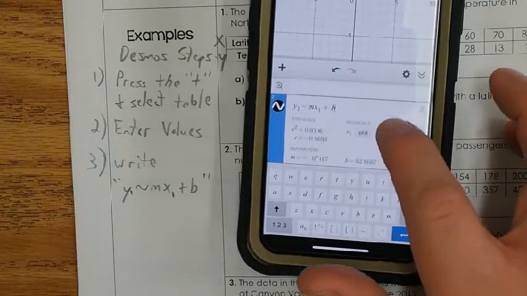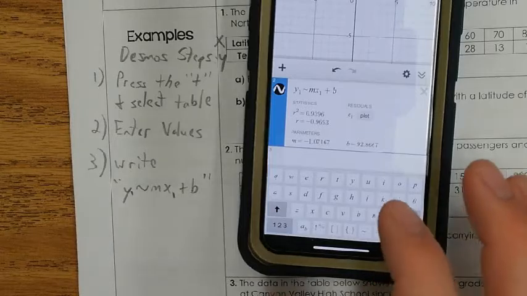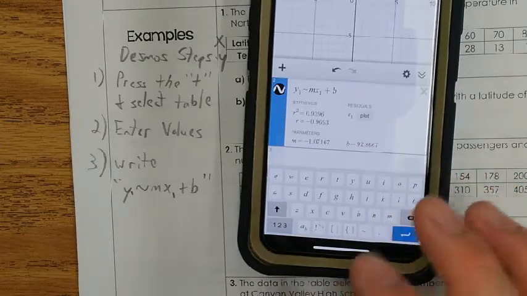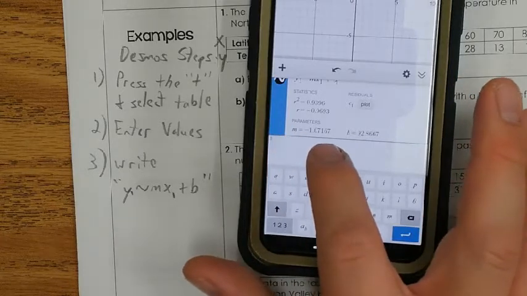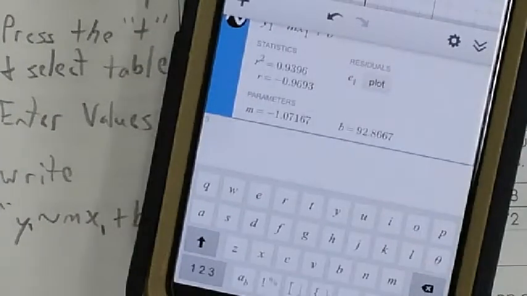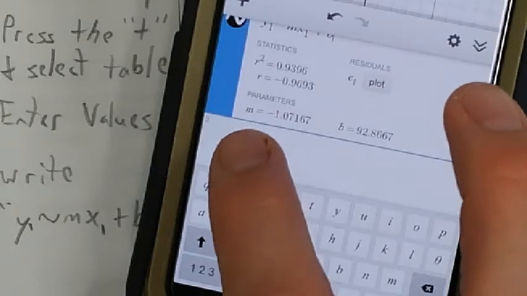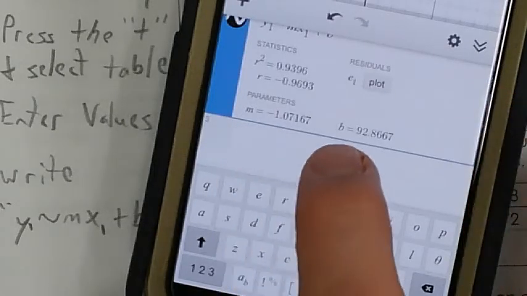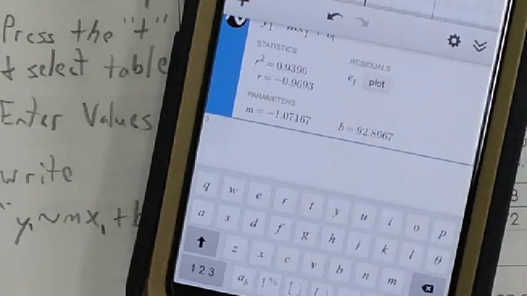So once you're there, it gives you all the stuff about stats and residuals. That's a hard word to say. But that's more of Algebra 2 or Advanced Math. What we need to focus on is the parameters. Can everybody see that? So if you look right here, the parameters. We have two letters that we are very familiar with. We have an M. What is M? Slope. And we have a B. What's a B? Do you remember what B is? That's your Y intercept. There we go.